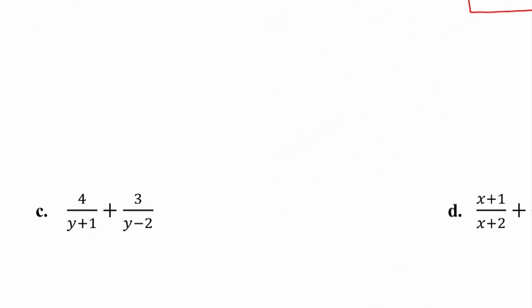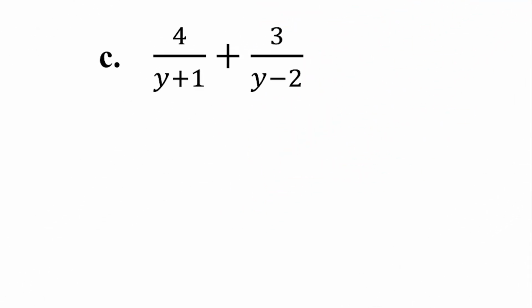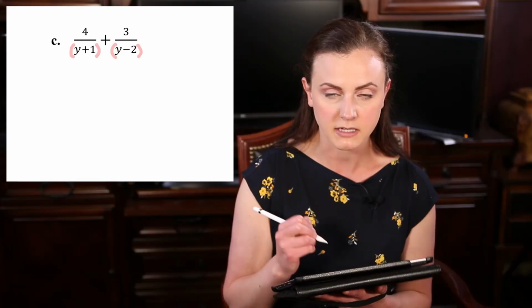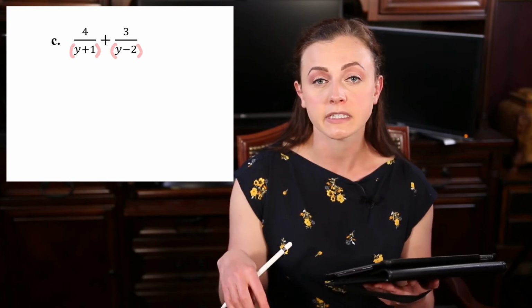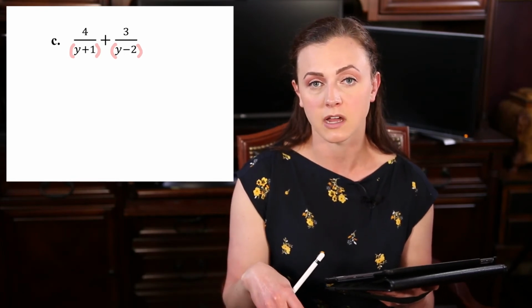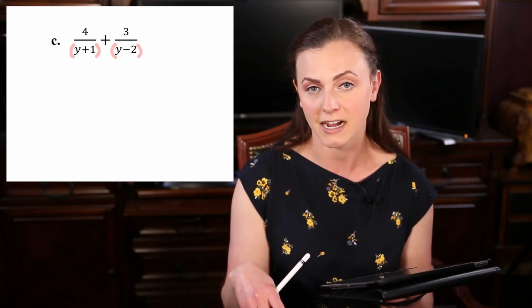Okay, going on to the next one. We have 4 over y plus 1 plus 3 over y minus 2. If you look at the denominators, they do not have anything in common. You might say, but they both have a y. That's true. You see a y in both of these denominators, but they are different factors.